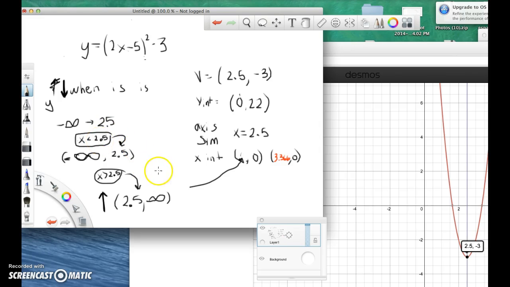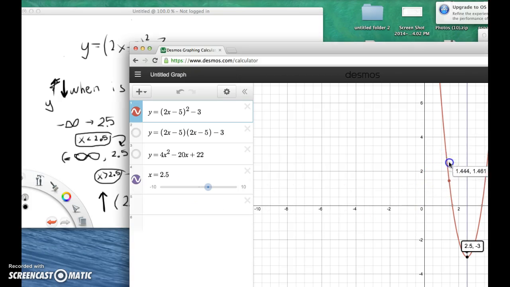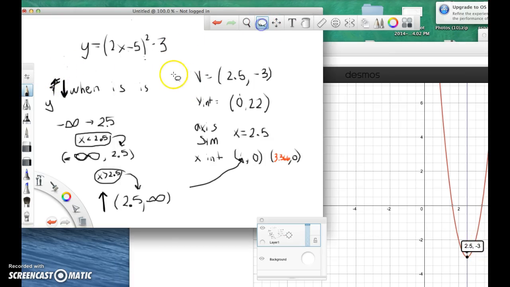And that's it. The domain is all the x's that could be here. Looks like any x is here. The domain is all the x values, which are anything. And the range is all the y's. Notice there is no y less than negative 3. So this is the last piece of this puzzle here.